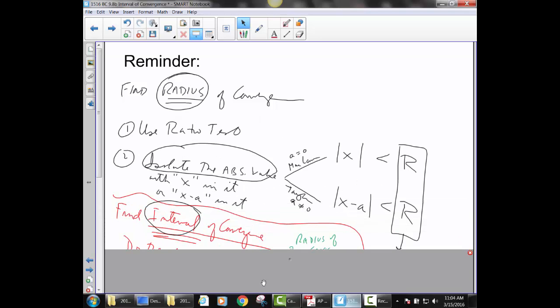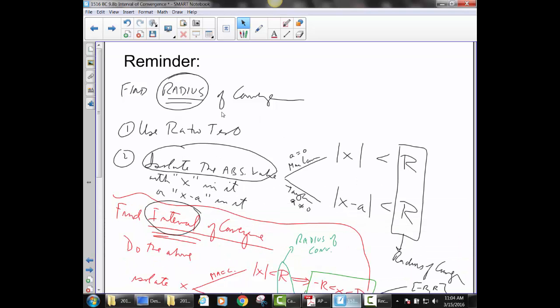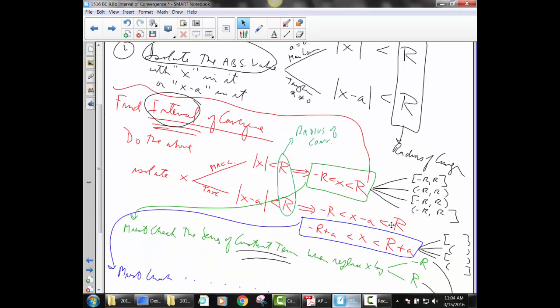Okay, so again, just as a reminder, when you're finding the radius of convergence, you'll use the ratio test and you'll isolate the absolute value. So if it's Maclaurin's, you'll get to the point where you have absolute value of x is less than r. R is your radius of convergence. If it's Taylor, you get to the point where you have absolute value of x minus a, or x minus c, whatever you want to call it, is less than r. For interval, you'll do the same thing, but then this will become x is between negative r and r, and then you've got to decide which of these four it is by checking the endpoints.